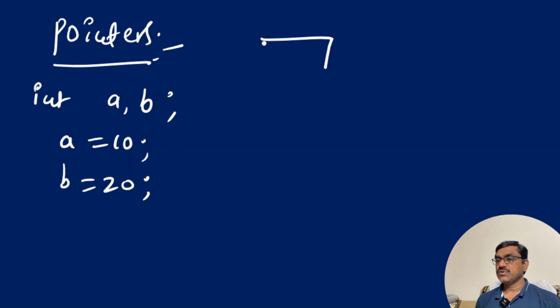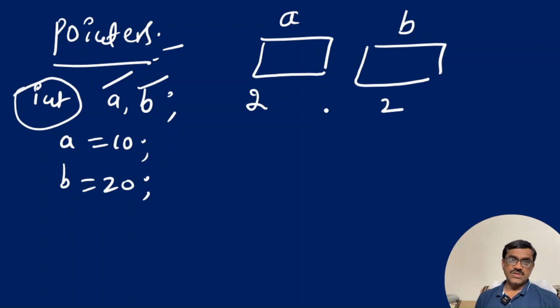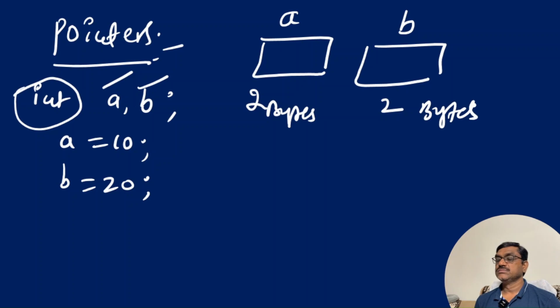So here I'm going to draw the memory locations, right? The name of the first variable is a, and the name of the second variable is b. What is the data type of these two variables? Integer. Now integer takes how many bytes? 2 bytes. In some systems it may take 4 bytes, that is different, right? So 2 bytes, and this is also 2 bytes. Now what is the value here? 10. What is the value here? 20. Here I'm writing 20.